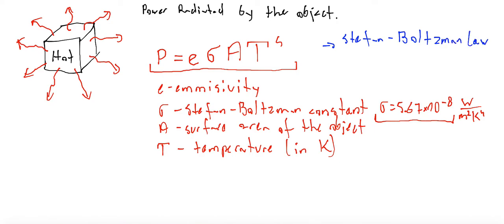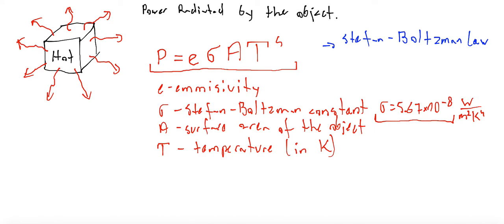So let's look. If you have an object of given temperature and given shape, you can calculate the surface area of this object. Then you can also calculate the power radiated by the object, so the amount of joules emitted in the form of radiation in each second.